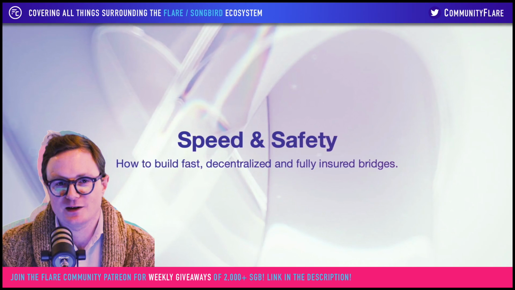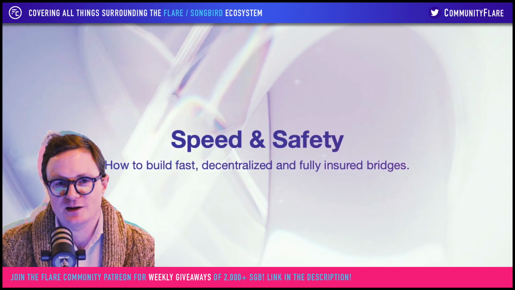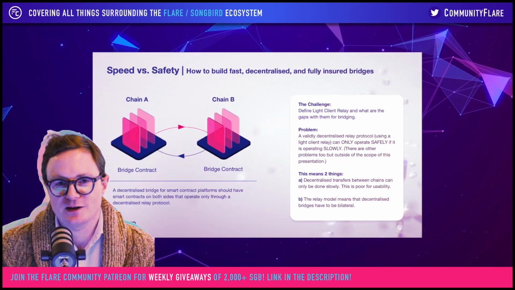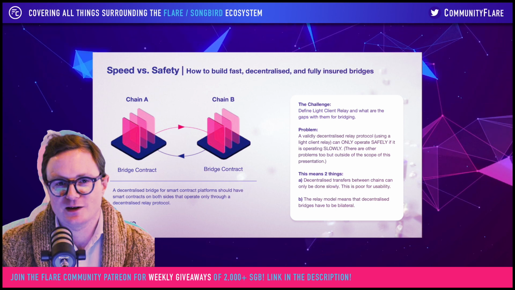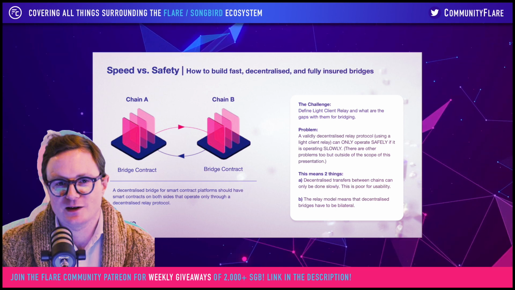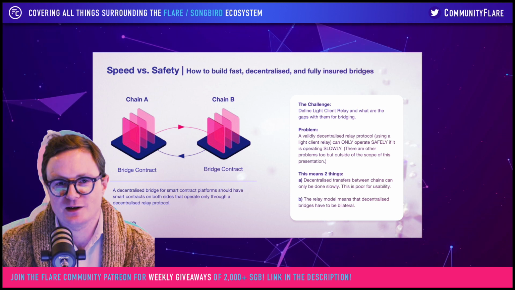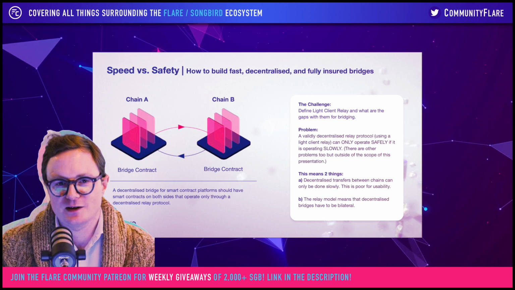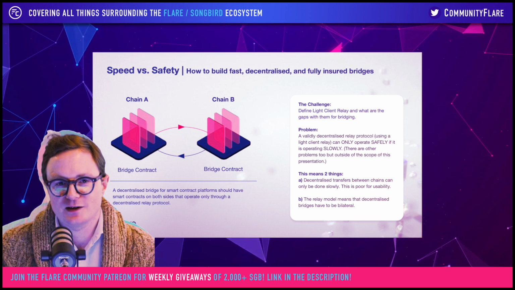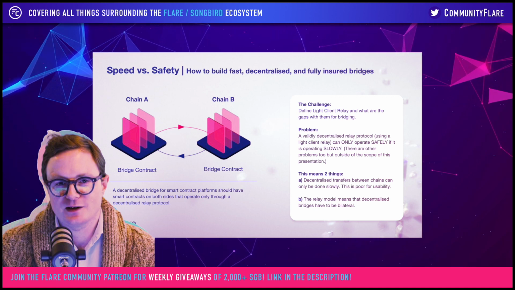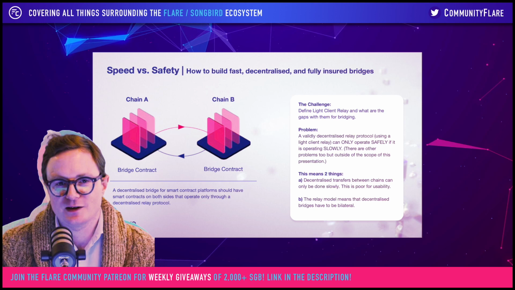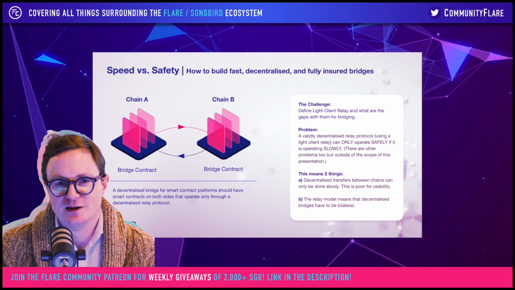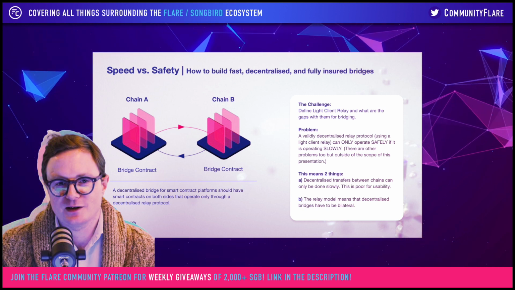So speed and safety, how to build fast, decentralized, and fully insured bridges. If you want to build a bridge between two chains, let's say chain A and chain B in this example, you need to have smart contracts on both sides and a relay system in between. And that relay system has generally been defined, and it's called a light client relay. And what a light client relay is doing is it's running a lightweight node on both the chains. And it runs a lightweight node because the cost of running a proper node is hard. And what it's doing is it's relaying the block headers between each chain.